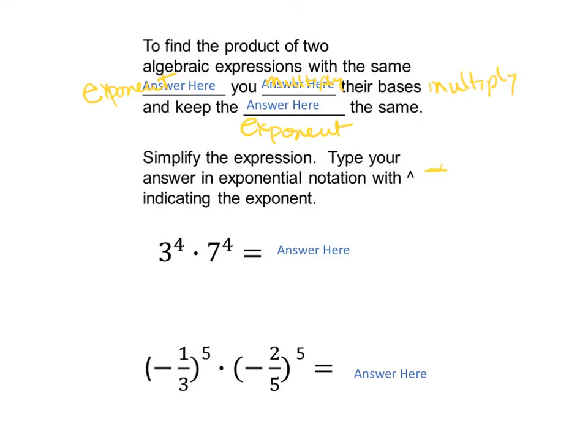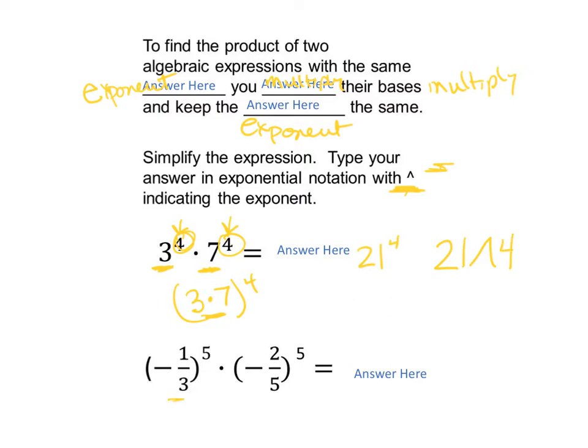Okay, so simplify the expression, answer using exponent notation with the up caret indicating the exponent, because I'm not having you insert a picture, I'm having you just type it. The base here is 3, the exponent is 4. The base is 7, the exponent is 4. You have the same exponent. So you can write it like 3 times 7 with the exponent of 4. You multiply your bases, and your exponent is 4. So if you're typing it, you would type a 21 with the up caret 4.